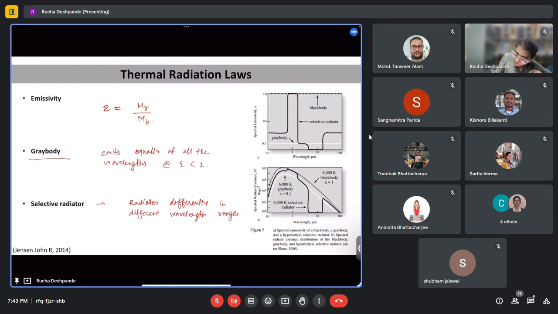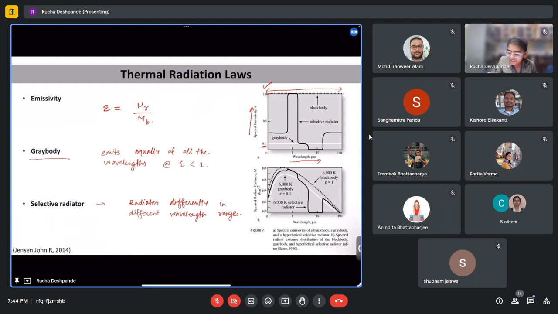So look at this plot here on the top. On the y-axis you have spectral emissivity, and on the x-axis you have wavelength. So this line indicates the black body. It has a spectral emissivity of 1 at all the wavelengths, so at all wavelengths it will emit equally. Then we have the gray body. So here at 0.1, this is the gray body. It will have an emissivity of 0.1 equally for all the wavelengths.